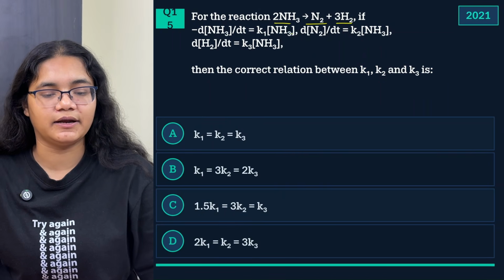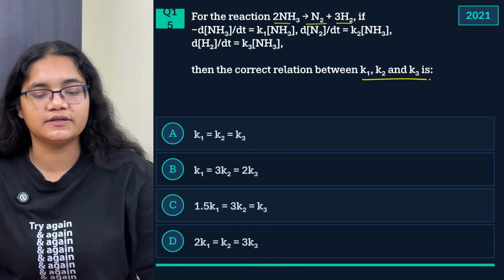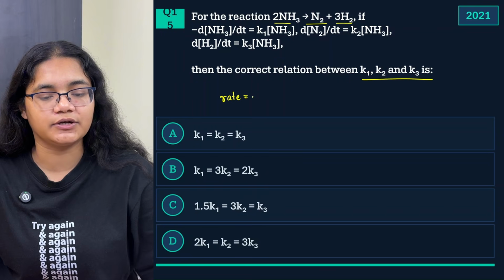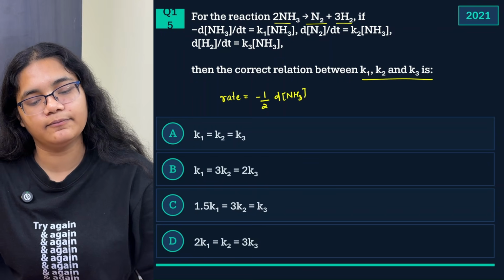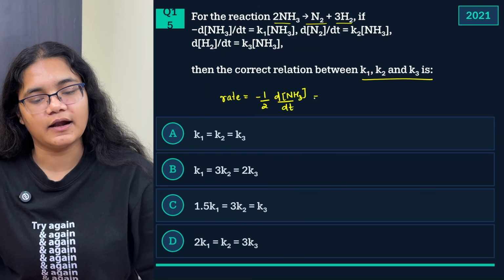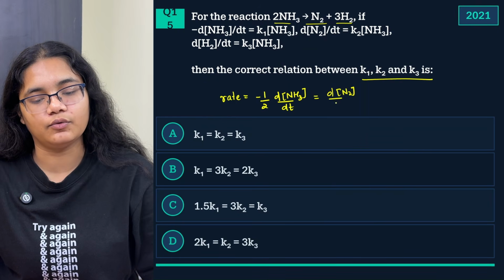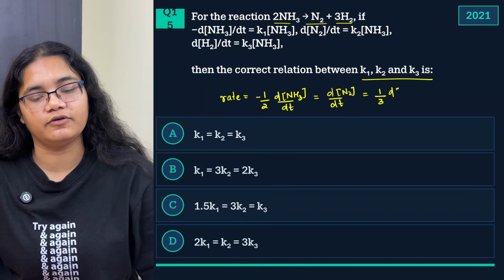Next, for the reaction 2NH3 gives you N2 plus 3H2, if dNH3 by dt is this much, dN2 by dt is this much, and dH2 by dt is this much, then what is the relation between K1, K2 and K3? Now if I write the differential rate equation, rate is equal to minus 1 by 2 of dNH3 by dt, that is equal to plus dN2 by dt, and that is equal to plus 1 by 3 of dH2 by dt.